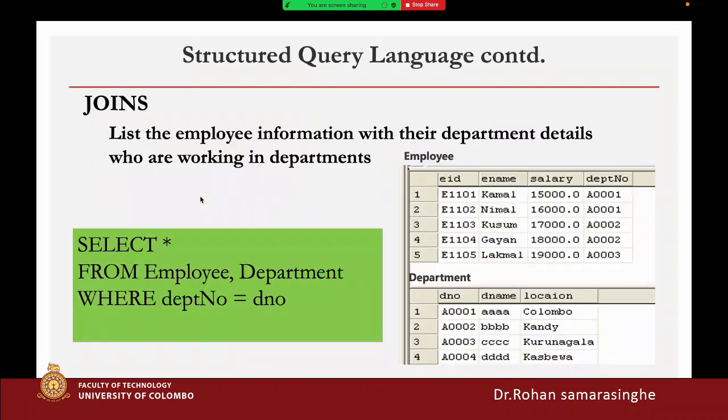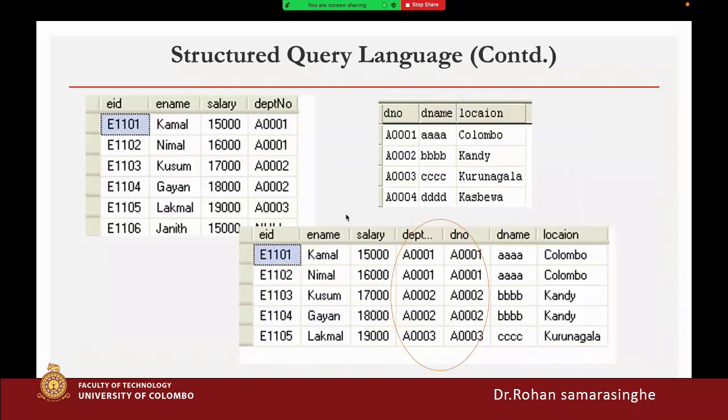Here select all, that is asterisk indicates all, from employee and department where department number is D number. Department number is D number, and connect this department number and D number. Here in this case, you can get E1, E2, E3, E4, E5, E6, E1, E2, E3, E4, and E5, department number 1, 2, 3, 4, A1, 2, 3, 4.